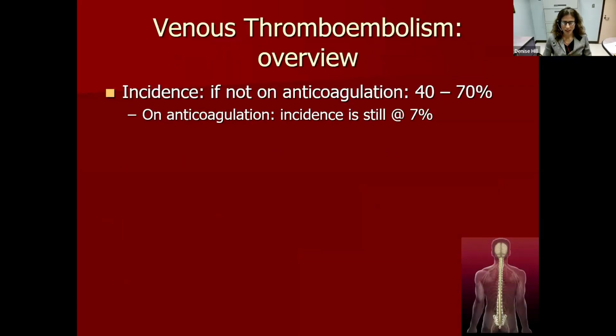So the incidence in our population of spinal cord injury is 40 to 70%, clearly varying depending on the resource you use and also the timing, since things have improved somewhat over time. So if you're on anticoagulation, the incidence is still quite high at about 7%, so we can never really let down our guard.